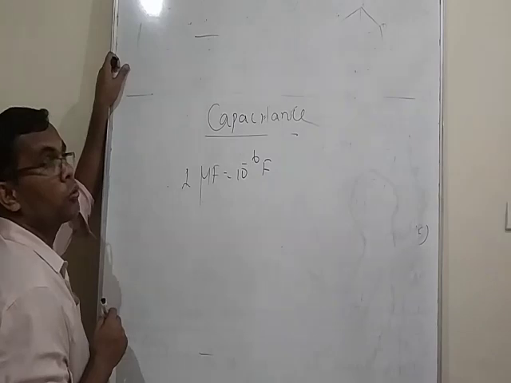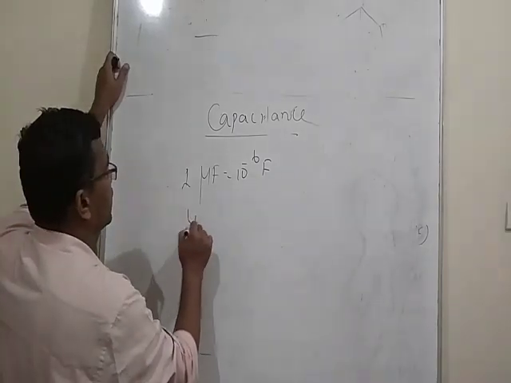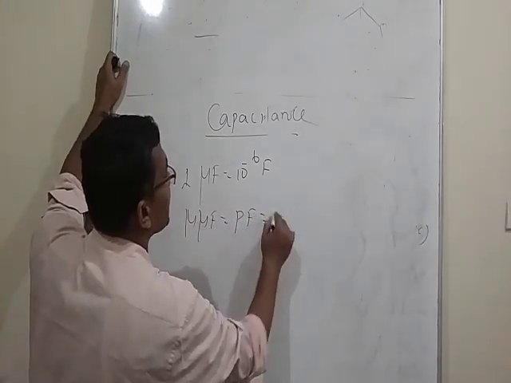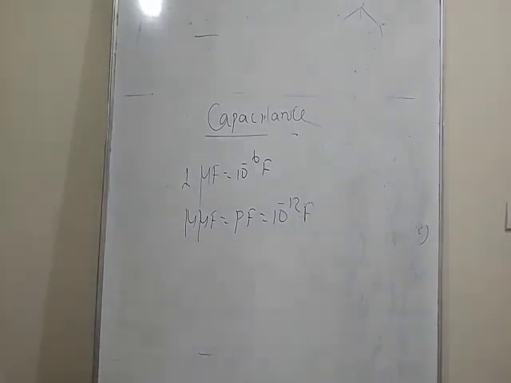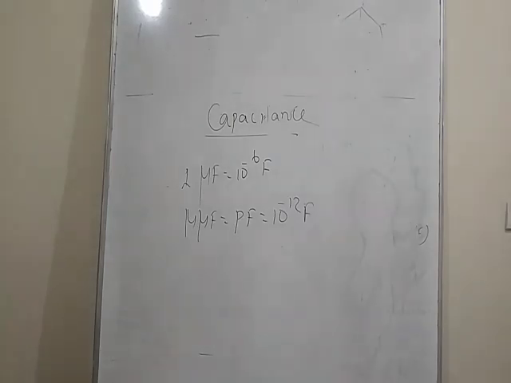Capacitors are rated in microfarad, so microfarad is 10 to the power minus 6 farad. Micro-microfarad, that is equal to picofarad, is 10 to the power minus 12 farad. So capacitors are rated in microfarad.